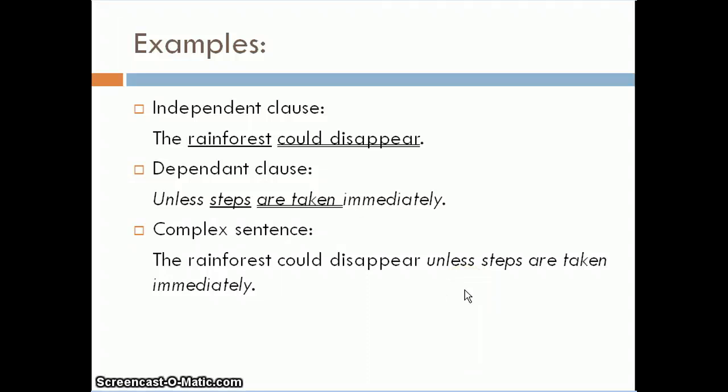Here's an independent clause. The rainforest could disappear. We have a subject, rainforest. We have our whole verb, could disappear, and it's a complete thought. So it can be a complete sentence. It's independent. It can stand alone. The rainforest could disappear.